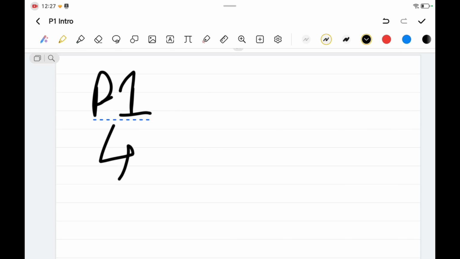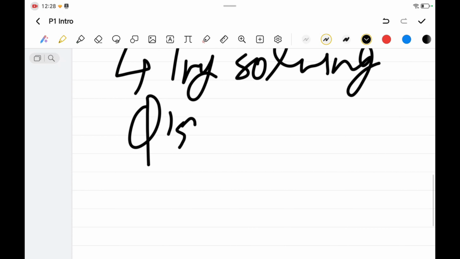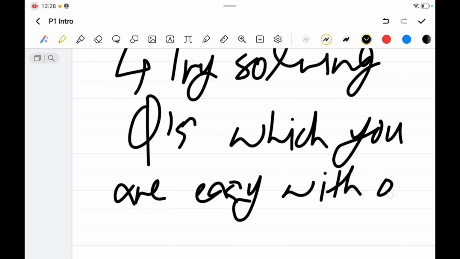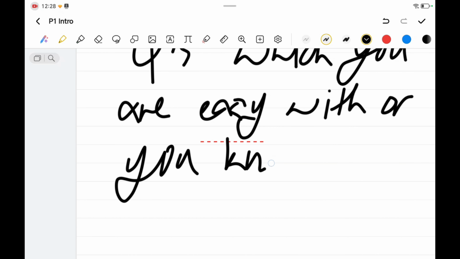Just a little brief information about how to solve P1: try solving questions, if you are attempting a yearly paper or something, which you are easy with or you know.